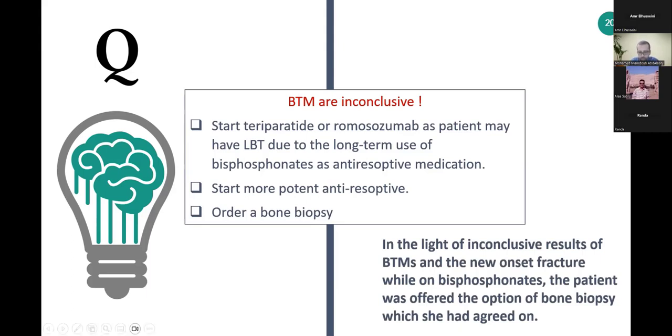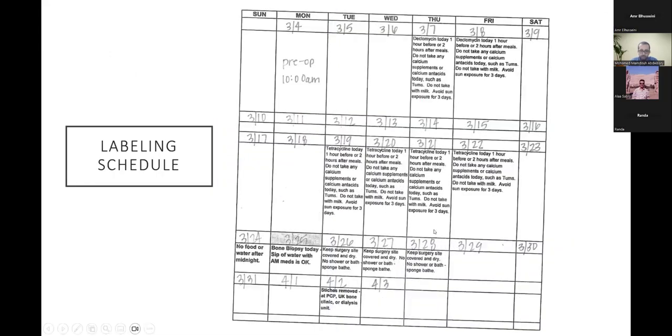In light of the inconclusive result of the bone turnover markers and the new-onset fracture while the patient was on bisphosphonate, the patient was offered the option of bone biopsy. She was lucky that this option was available, and she agreed to bone biopsy. And this is just the table for labeling medication. So if you order a bone biopsy for your patient, you have to give a double tetracycline labeling, or demeclocycline with tetracycline.